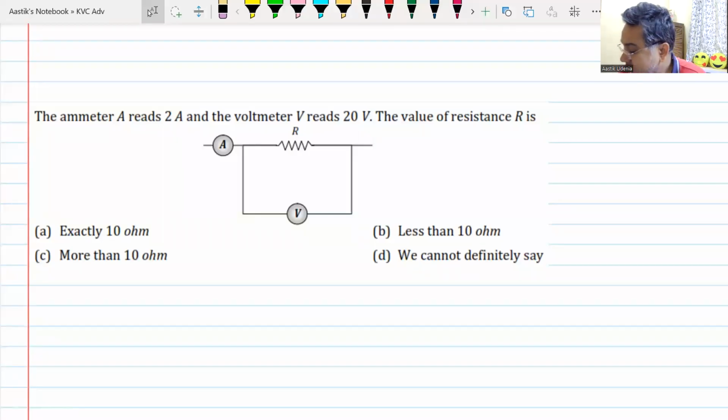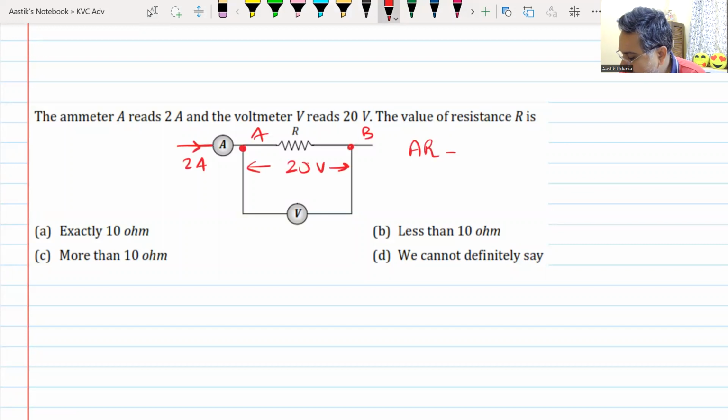So the current in this branch is 2 amps and the potential difference across these 2 points is 20 volt. That means the effective resistance between points A and B will be 10 ohms. And these consist of 2 resistance in parallel. The combination of 2 resistance in parallel is 10 ohms.